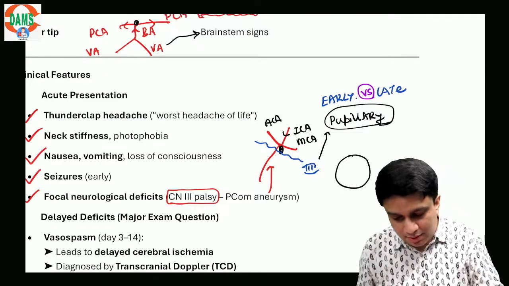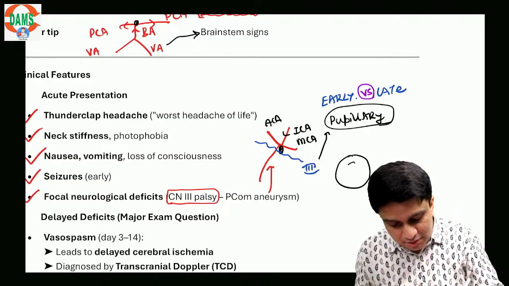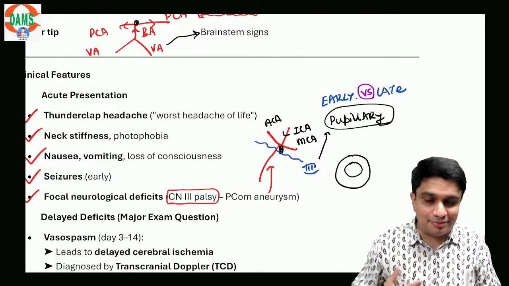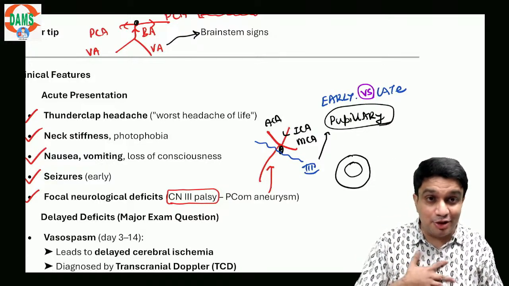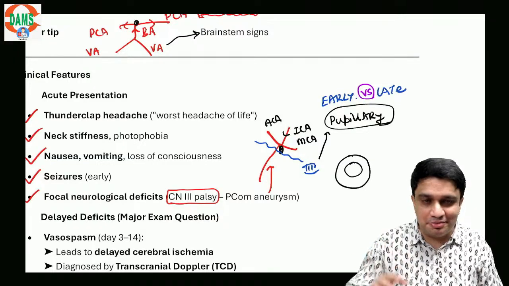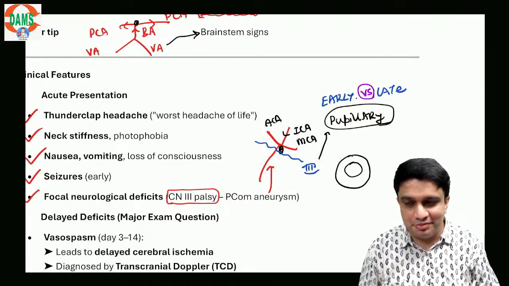I know both the languages, Kannada, Marathi. Safe in both the states.